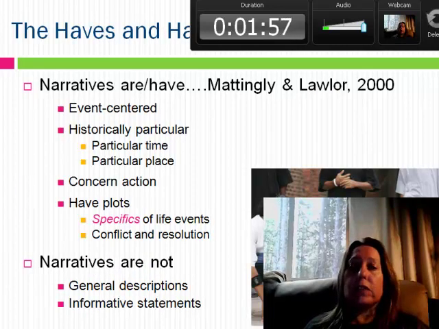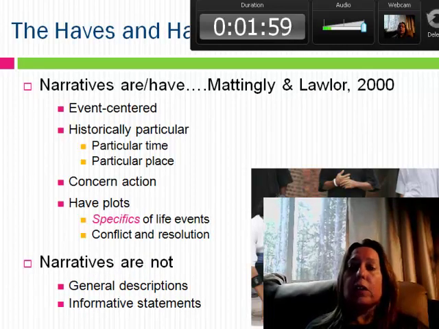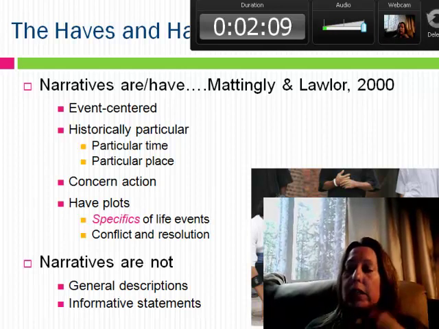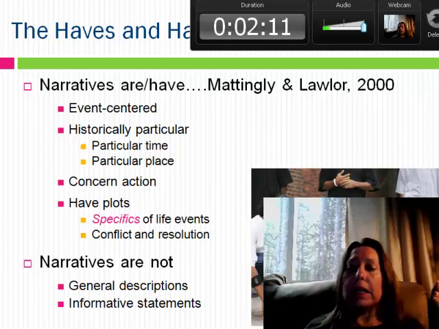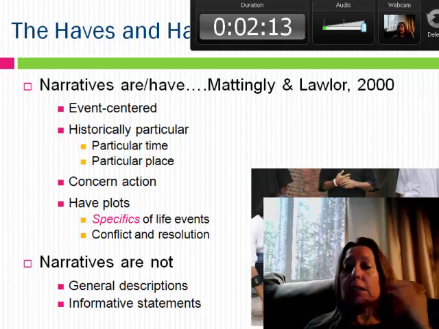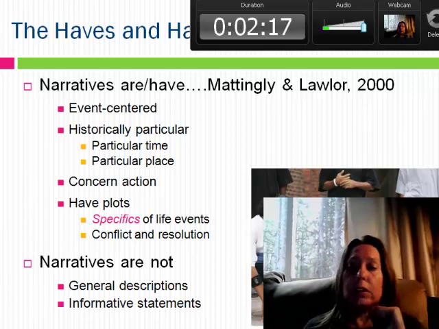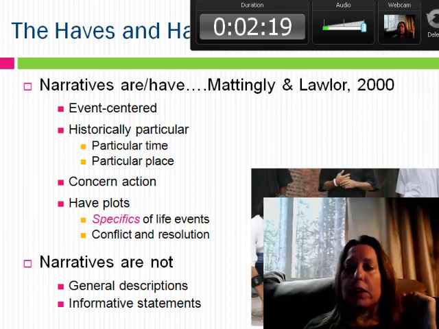So what are the haves and have-nots of narratives? Narratives are most definitely event-centered. Something has happened that's worthy of a story. They've happened in a particular time, in a particular place. They're action-oriented, so there's plots. There's a beginning, a middle, and an end. And sometimes there's conflict with resolution. Sometimes there's conflict without resolution, and that's part of the ongoing narrative: what can we do to address that?